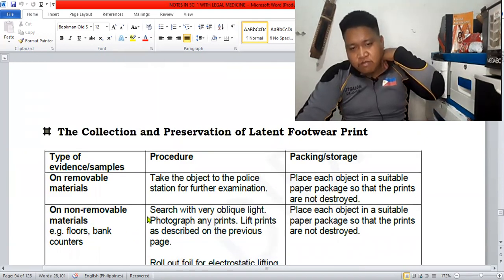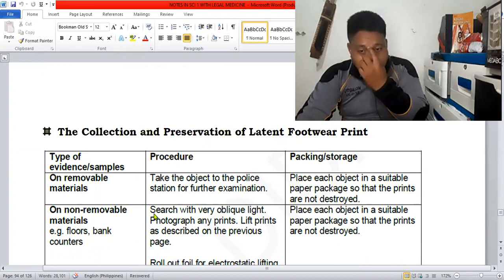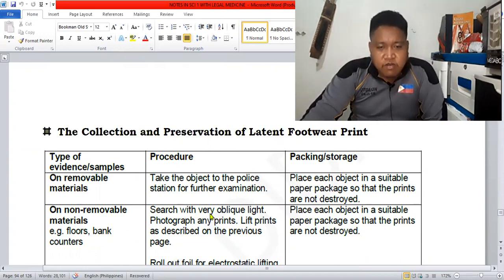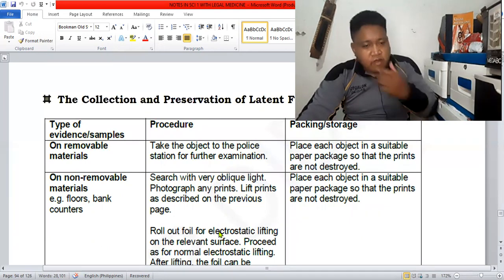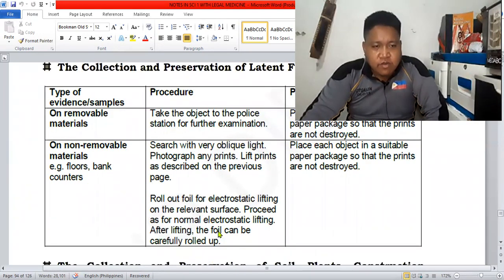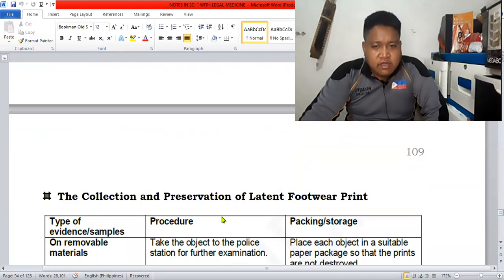Take the objects to the police station for further examination. On non-removable, search with very oblique light, photograph any prints, and lift prints as described on the previous page. Okay, that is for latent footwear. Pag sinabing latent, that is a print at the crime scene.